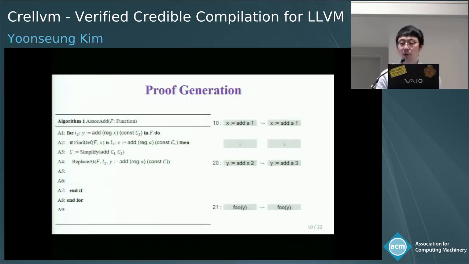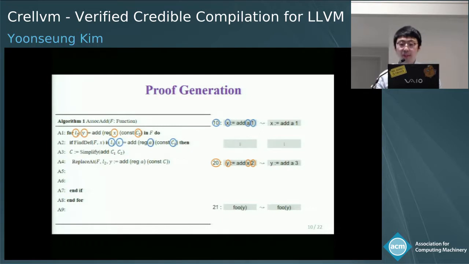Now I will show you the original compiler code and then how we add proof generation code to it. The left-hand side shows the original compiler code for the add ASOC optimization, and the right-hand side shows a translation performed by it. Let's walk through the compiler's code first. It searches for an instruction that adds a constant to a register in the source program. And the instruction at line 20 is matched with register X and constant 2.